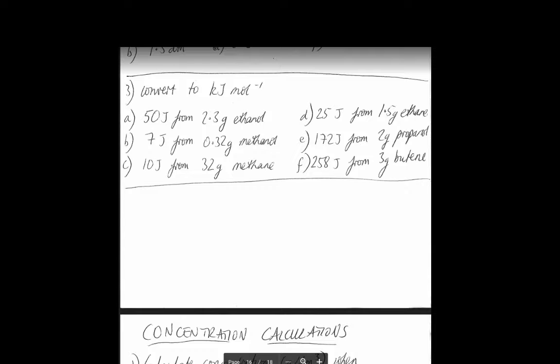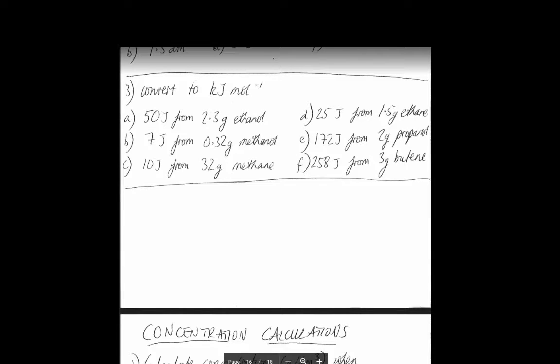So effectively what this is saying is 2.3 grams of ethanol gives you 50 joules of energy. What about how much do you get for every mole of ethanol? Well then first of all you've got to work out what the mass of a mole of ethanol is. So I can tell you that it's CH3CH2OH, so that's 15 plus 15 is 30 plus another 16 for the oxygen, 46. So 1 mole of ethanol weighs 46 grams.